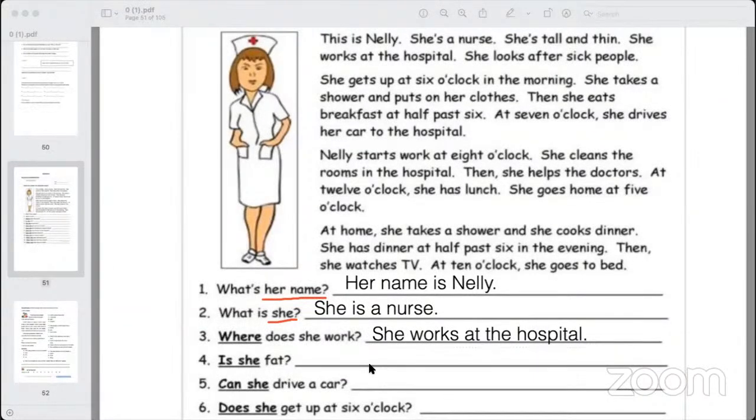So in this sentence, you won't say she work. Even though it says work in the question, you will say she works at the hospital, because that is where she is working. She works at the hospital. You can say Nelly works at the hospital, that is fine. Or you can say she works at the hospital. Both answers will be fine.